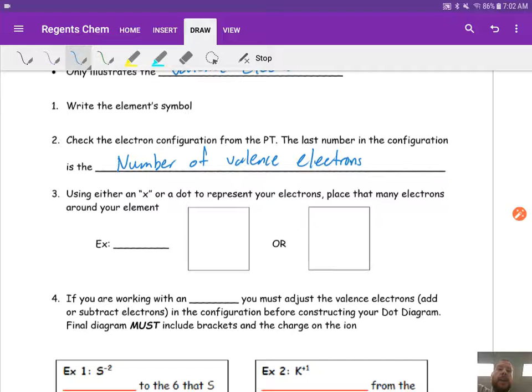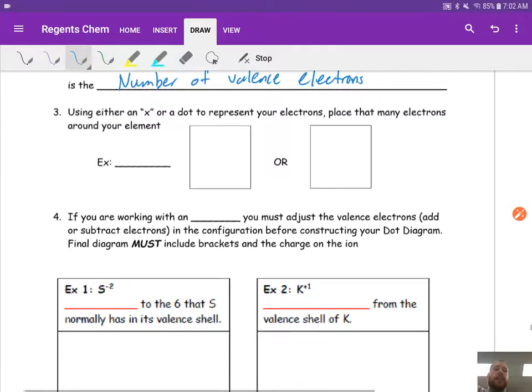Now you can either use an X or a dot to represent your electrons. You will see me typically use a dot for one, and when we get into bonding, I may start out using an X for the other one, but don't stress about it either way. They just mean valence electrons.